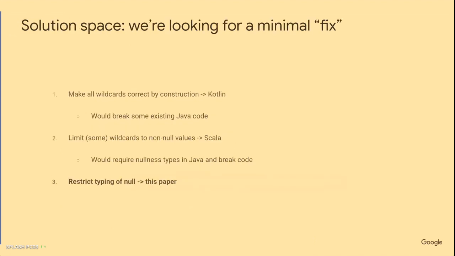All right, so this slide won't make a ton of sense at this point, but hopefully it will make more sense later. There are certainly different ways of fixing this. One is to make sure that all wildcards that you can express in the language are correct by construction. Another is to do something similar to what Scala did and use nullness types. But in this paper, we're going to try to do something different.